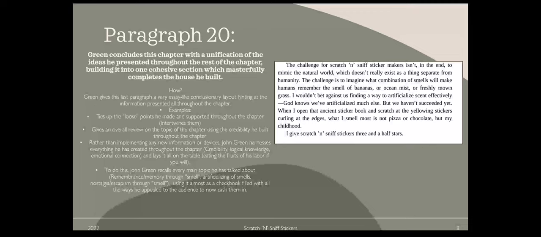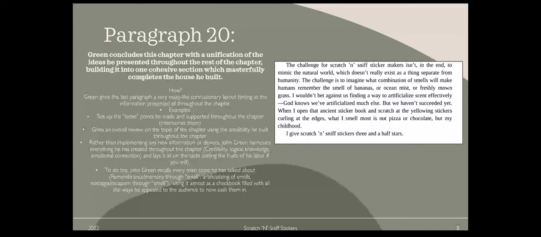Okay, and the way that he did this is by recalling every main topic he has talked about: remembrance and memory through smell, artificializing of smells, and nostalgia and escapism through smell, using it almost as a checkbook filled with all the ways he appealed to the audience to now cash them in.